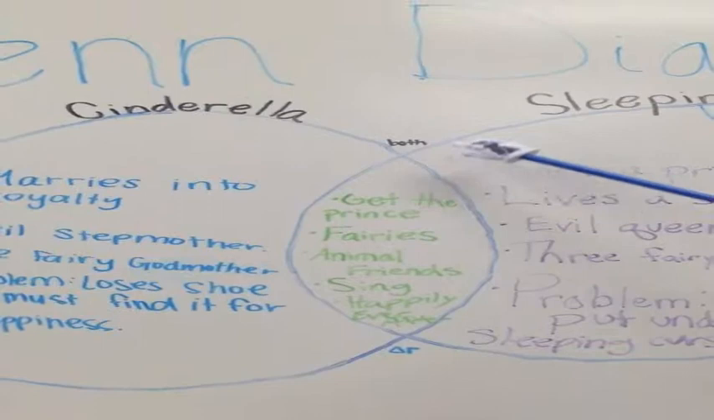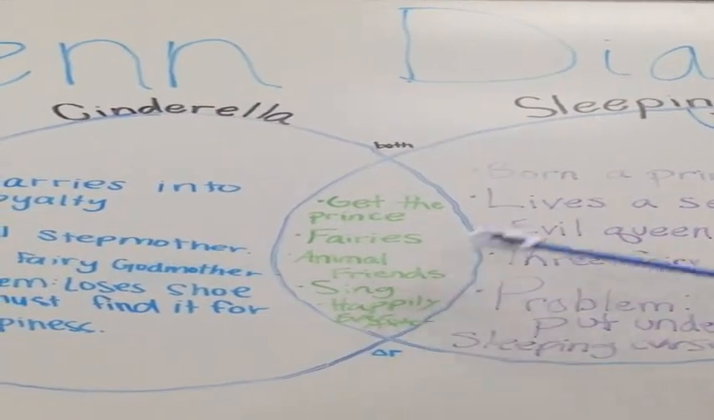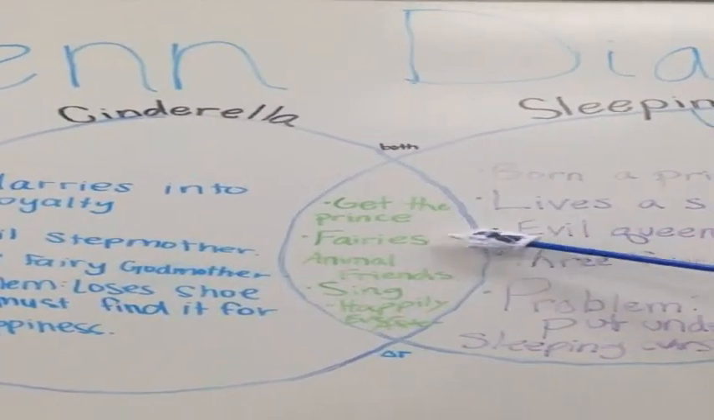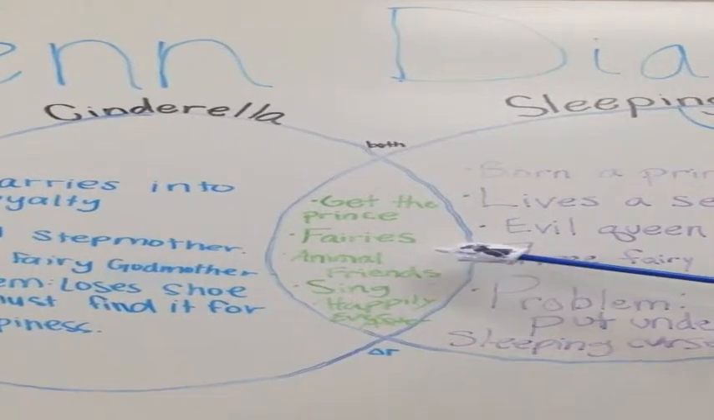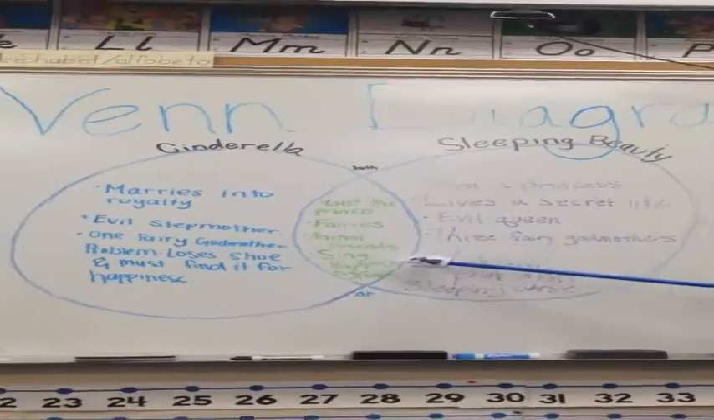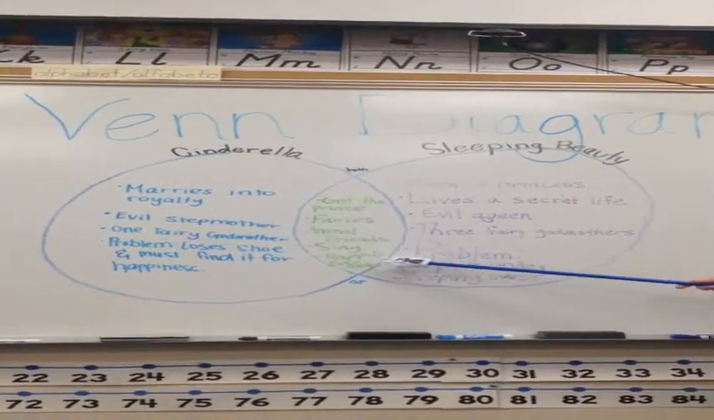Both of them, which would go in the middle, they both get the prince, there's both fairies, they have animal friends, they both sing, they live happily ever after. Venn diagrams are great comprehension tools to compare and contrast important story elements.